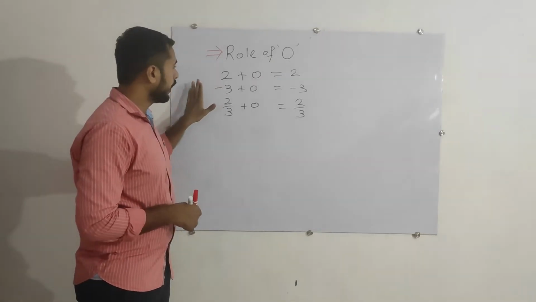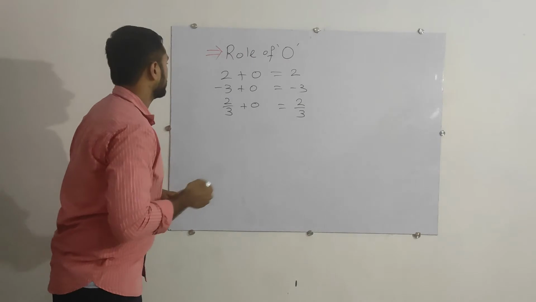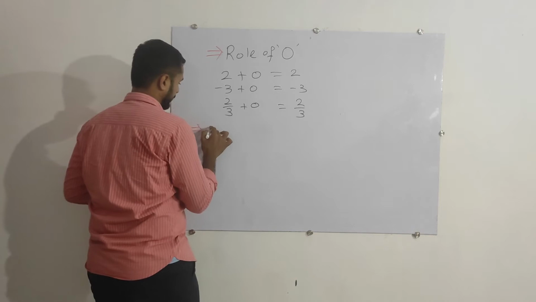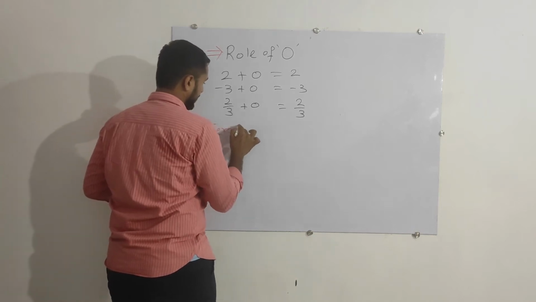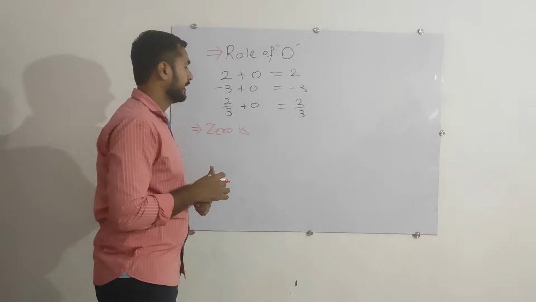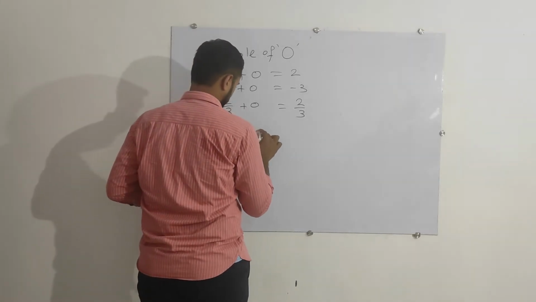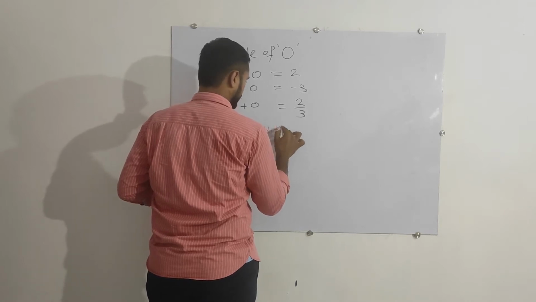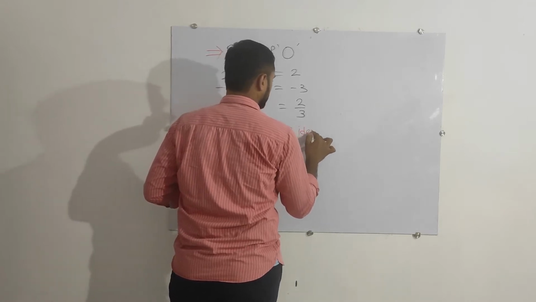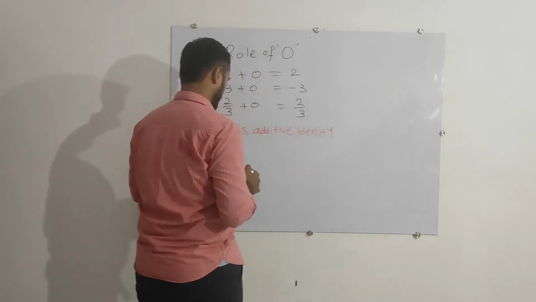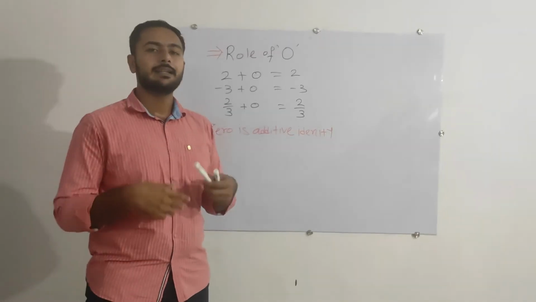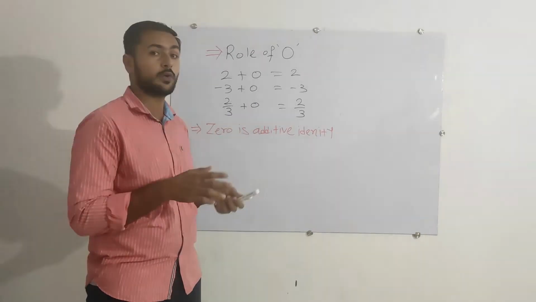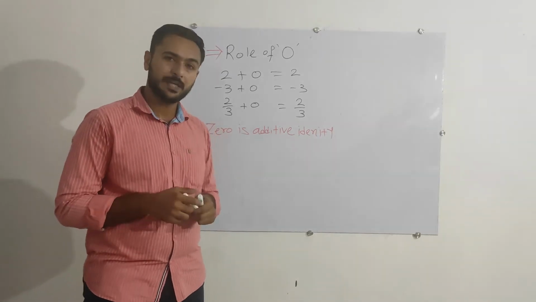Because of this property, we can say that 0 is the additive identity. Zero is the additive identity. Now let's check what will happen if I do other operations with 0, like subtraction, multiplication and division.